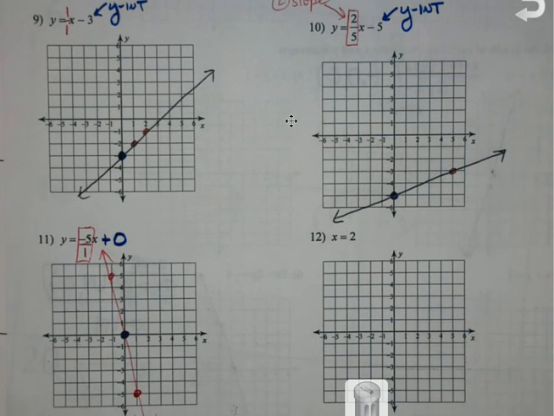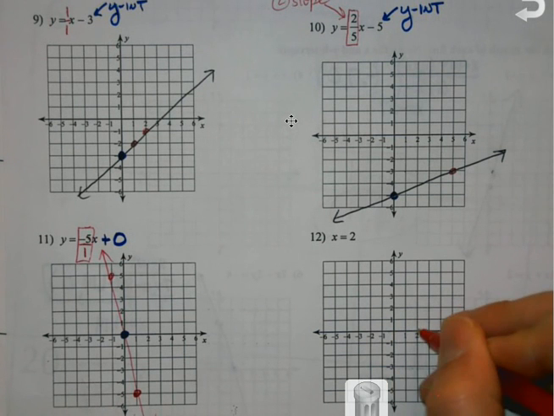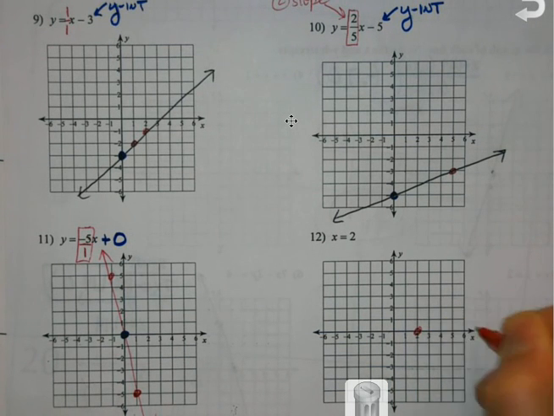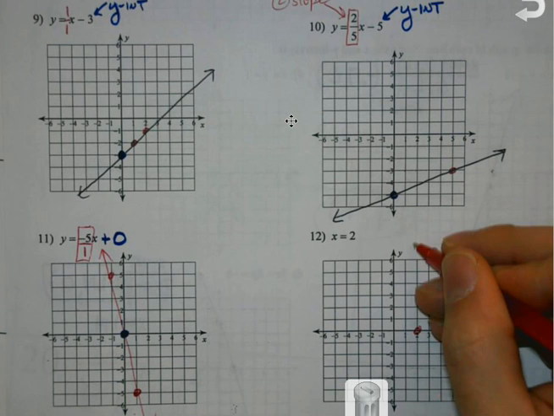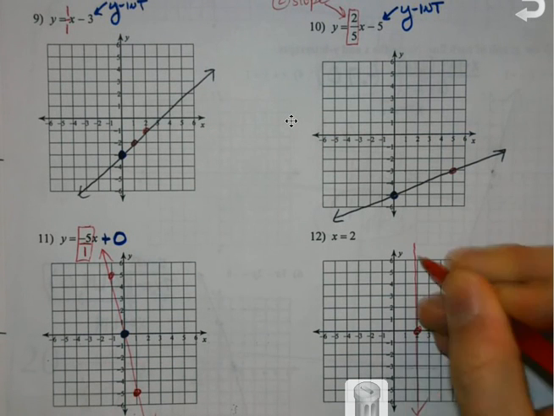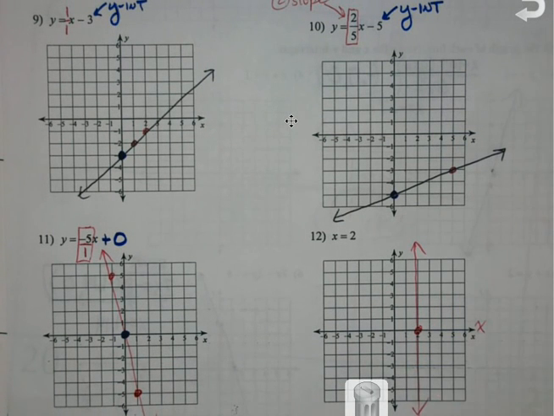And then my last one, x equals, horizontal or vertical? Vertical. Go to where x equals 2, put a dot. Vertical line through there. Okay.